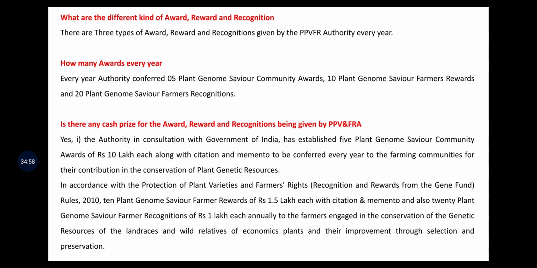10 Plant Genome Savior Awards of rupees 1.5 lakh each with citation and memento, and also 20 Plant Genome Savior Farmer Recognitions of 1 lakh each annually to the farmer engaged in the conservation of genetic resources of land races and wild relatives of economic plants and their improvement through selection and preservation. That means not only a farmer involved in conserving and collecting the germplasm, but also one who is making the selection and preservation is rewarded under this process and awards.